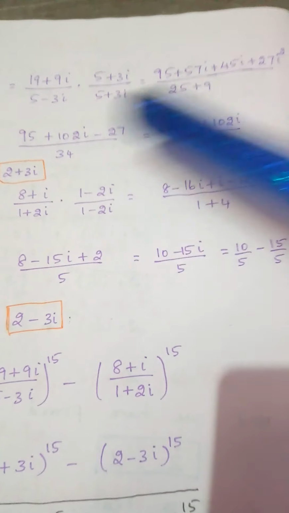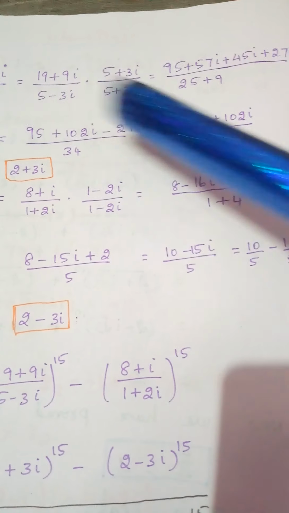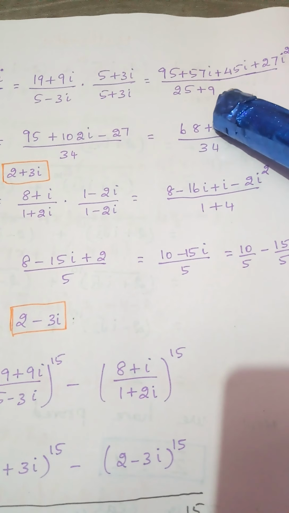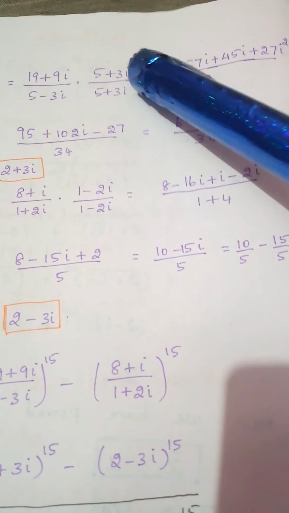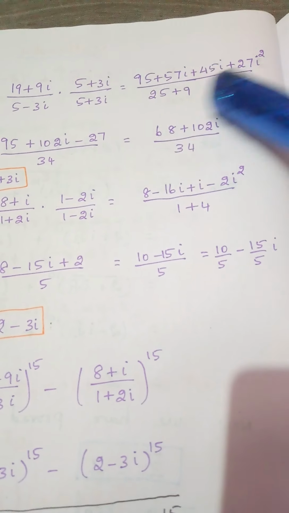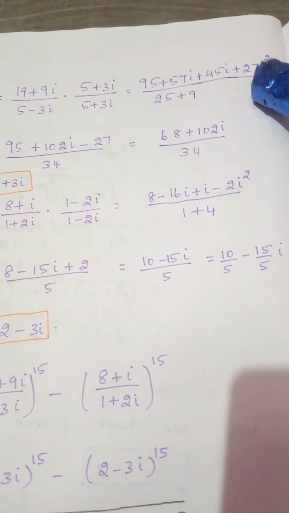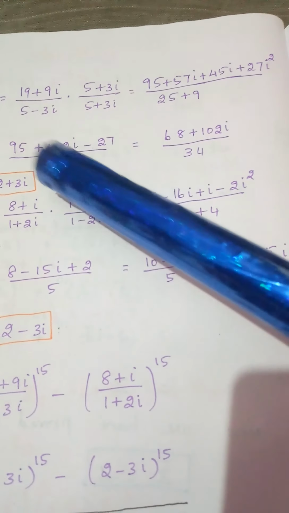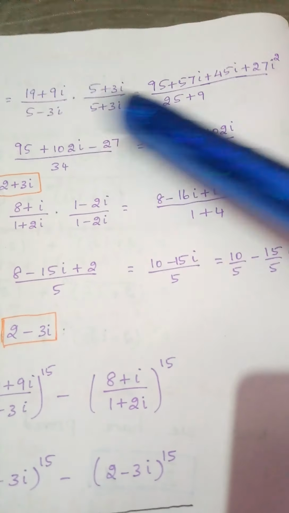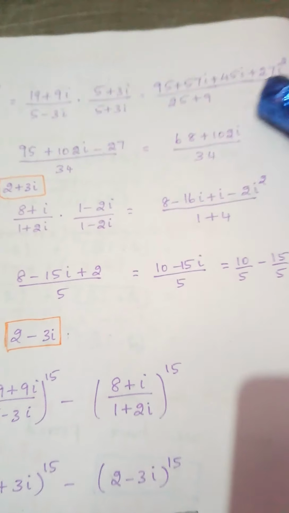Can you tell how this is? See the denominator, (a plus ib)(a minus ib), so a square plus b square. And here we should do ordinary multiplication. Term by term multiplication, you will get this answer. Out of these, I can combine 57i and 45i, which gives 102i. 95 is written here. Combining the i terms, the answer is this.